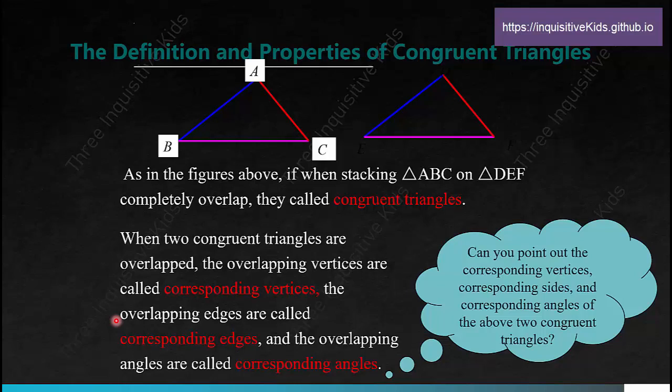So what this slide is saying is when you stack two triangles together and you see that they are congruent, the pairs of vertices that are on top of each other are corresponding vertices. The pairs of edges that are overlapping each other are called corresponding edges, and the angles that are overlapping each other are called corresponding angles. So these are other two very important definitions you'll have to memorize in your notepad.